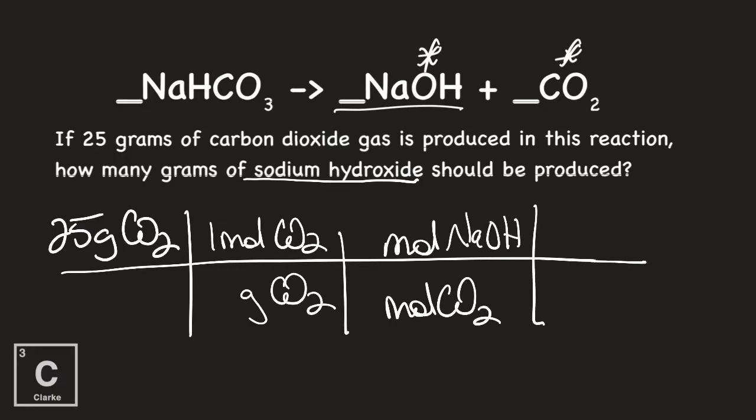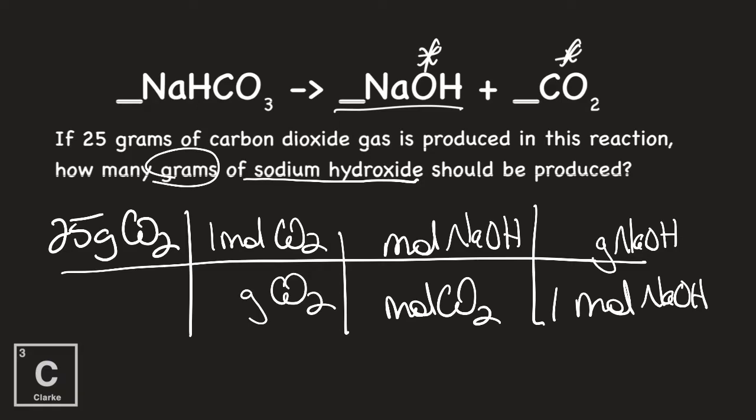Now, if we were solving for moles of sodium hydroxide, we would be done, but we're looking for grams, so we need to go one more step. So whatever is on top comes on bottom, moles of NaOH. Now we're ready for grams of NaOH. Since this is the molar mass, that's 1 mole equals the mass. Let's fill in all of our blanks.